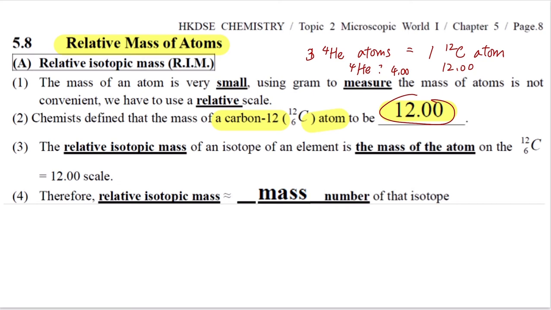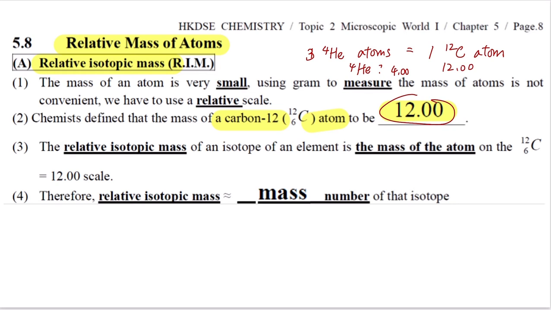After we define carbon 12 as 12.00, we compare all other elements with carbon 12 and get the mass of different isotopes, and we call this relative isotopic mass. Okay? So this is something that we define, so we don't have units.